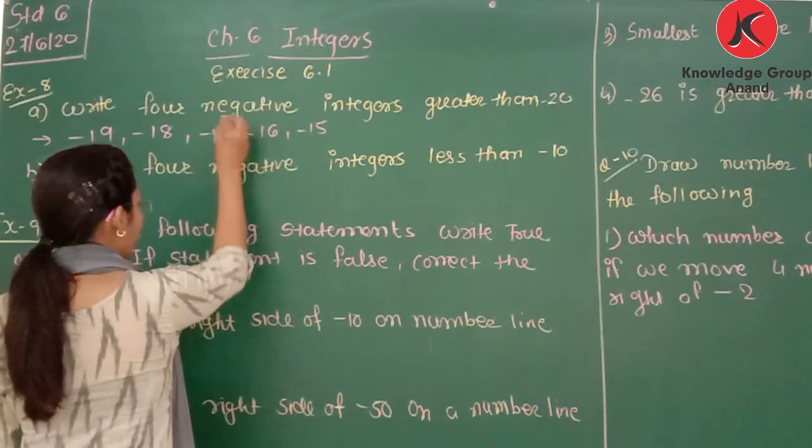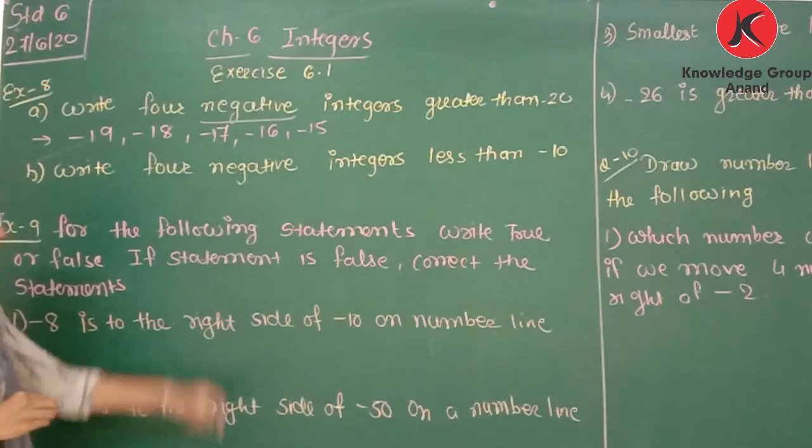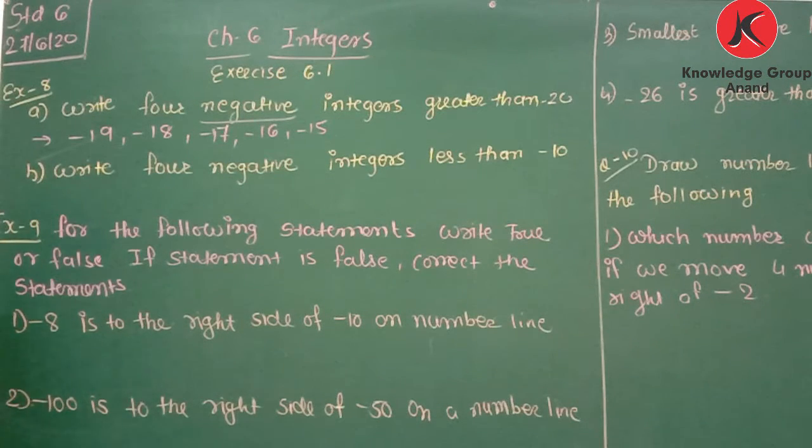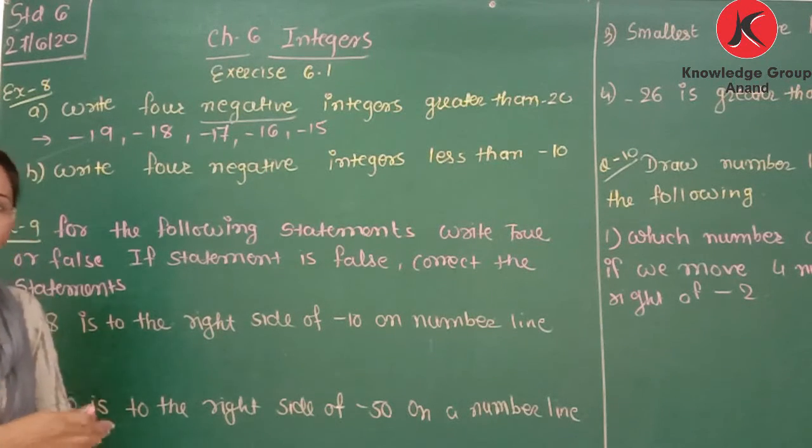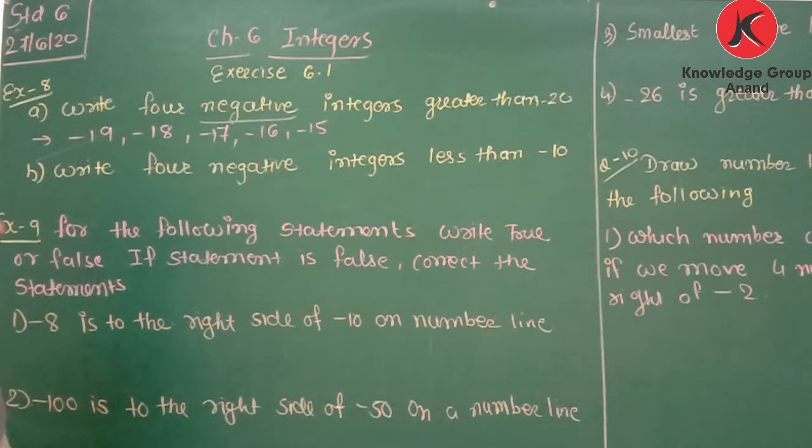Here in the question it is written negative integers, so we write it as negative. Okay, and negative integer કહ્યું છે એટલે આપણે negative લખ્યા છે. But if this word is not given, then you can write any number.